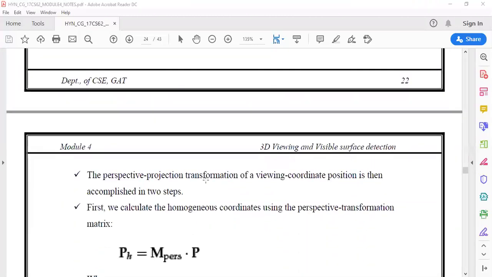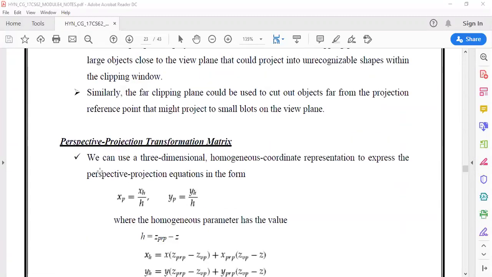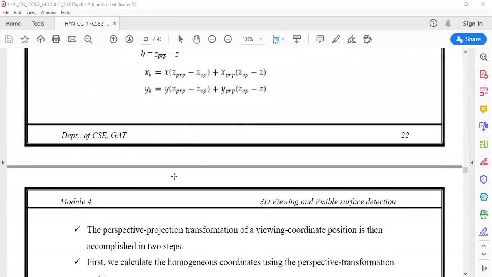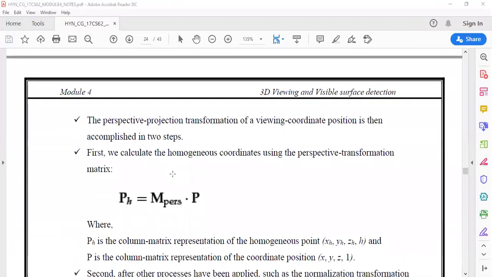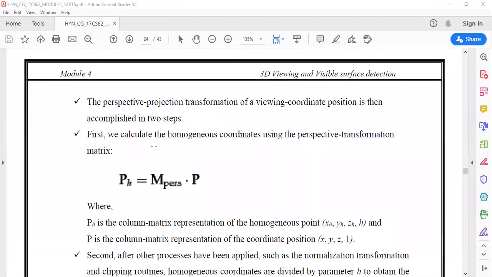The perspective projection transformation of a coordinate position is done in two steps. That means if I have to use a perspective projection transformation matrix, we have to follow two steps. What are the two steps? First, we have to calculate the homogeneous coordinates using the perspective transformation matrix.